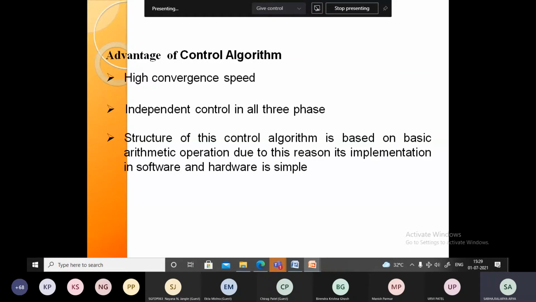Independent control in all three phases. Individually, all three phases you can control. The structure of this control is based on basic arithmetic operations only. Due to this reason, its implementation in software as well as hardware is somewhat simple, you can say.